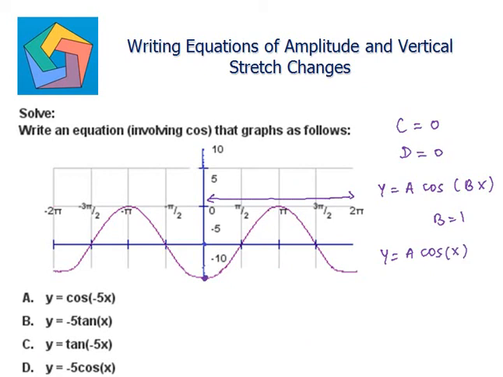Now amplitude. This is the total distance. And half the distance means 5 units. So absolute A is 5. Since the minimum point is on the negative side of the y-axis, this will imply A is negative 5. So this implies y is equal to negative 5 cosine x, which is the answer in the D part.